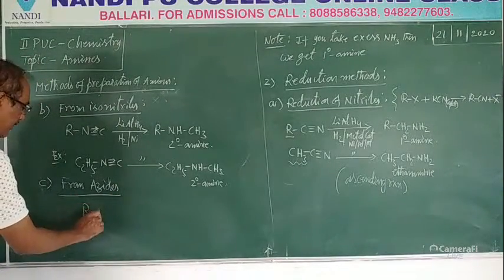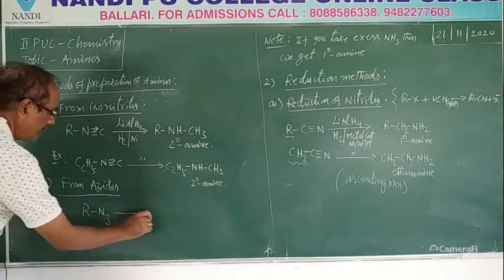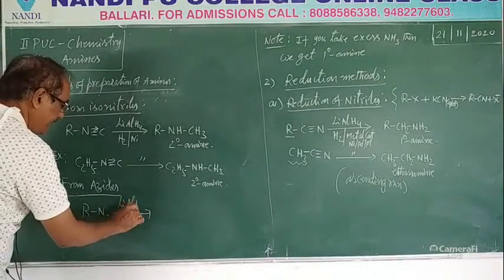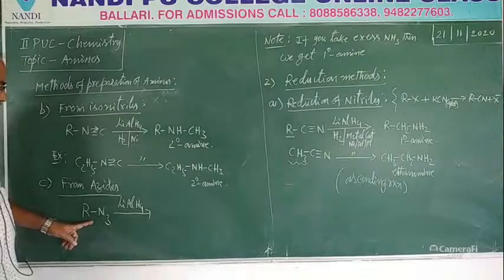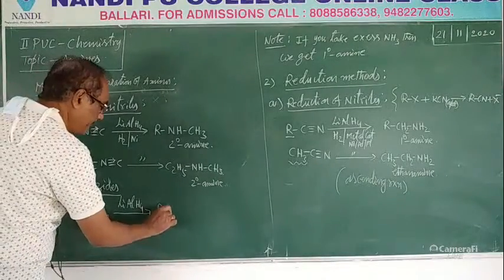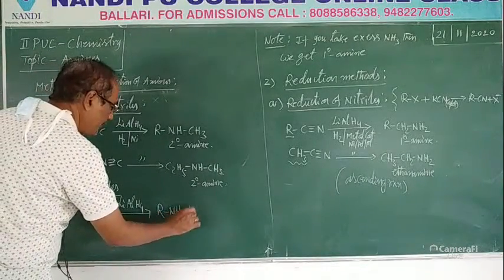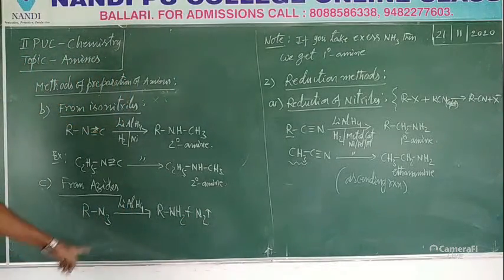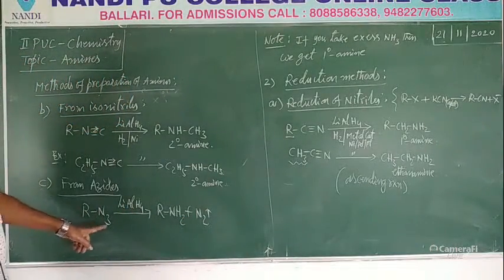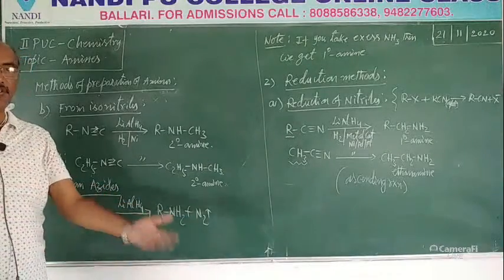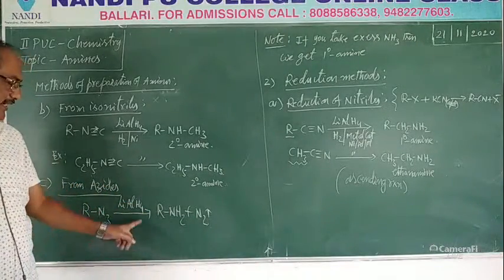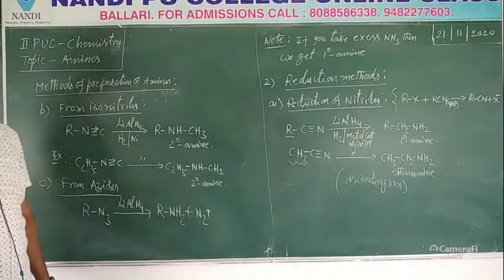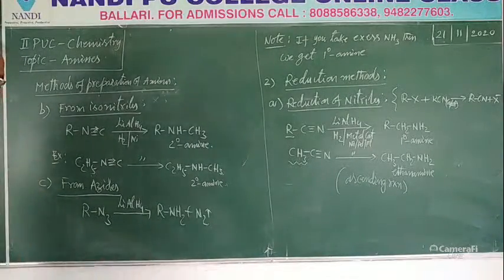So I take alkyl azide, N3, and take lithium aluminum hydride, a strong reducing agent. This azide group changes to NH2 plus N2. This is the compound. So alkyl azide gives alkyl amine, and nitrogen is left. The azide group N3 minus is a structure we have studied in many places, just remember the structure.